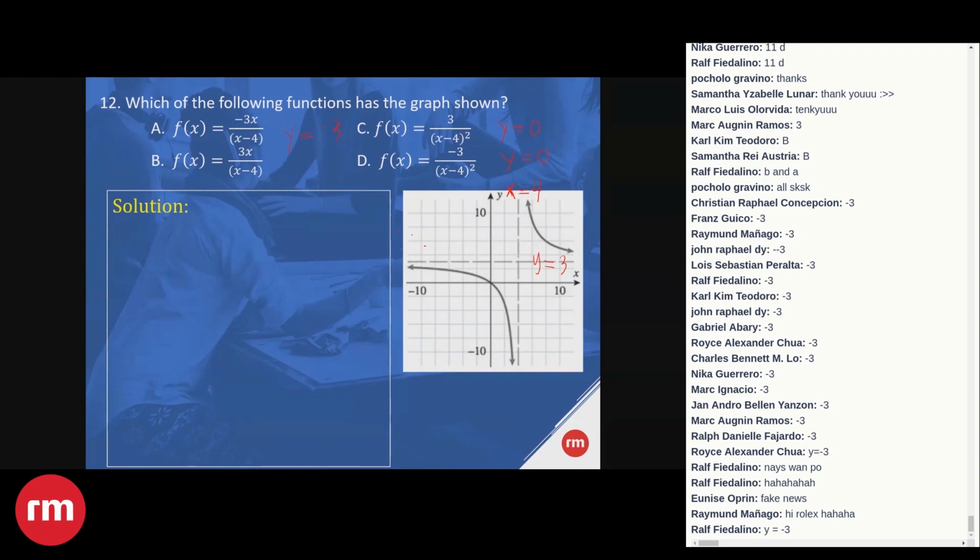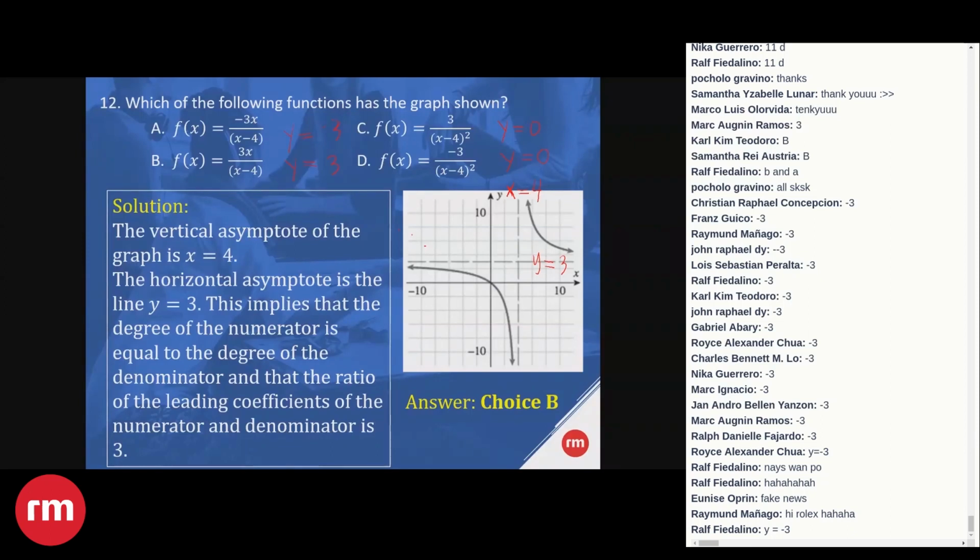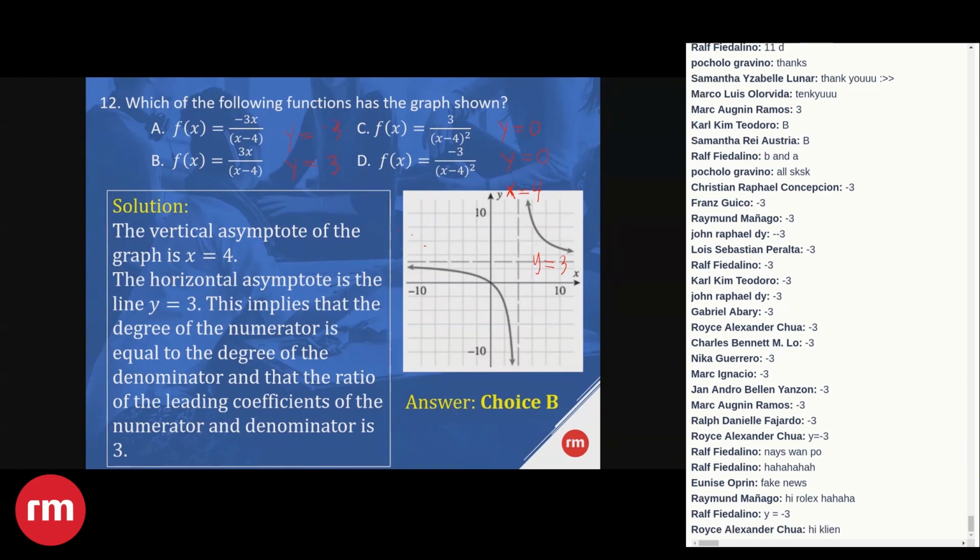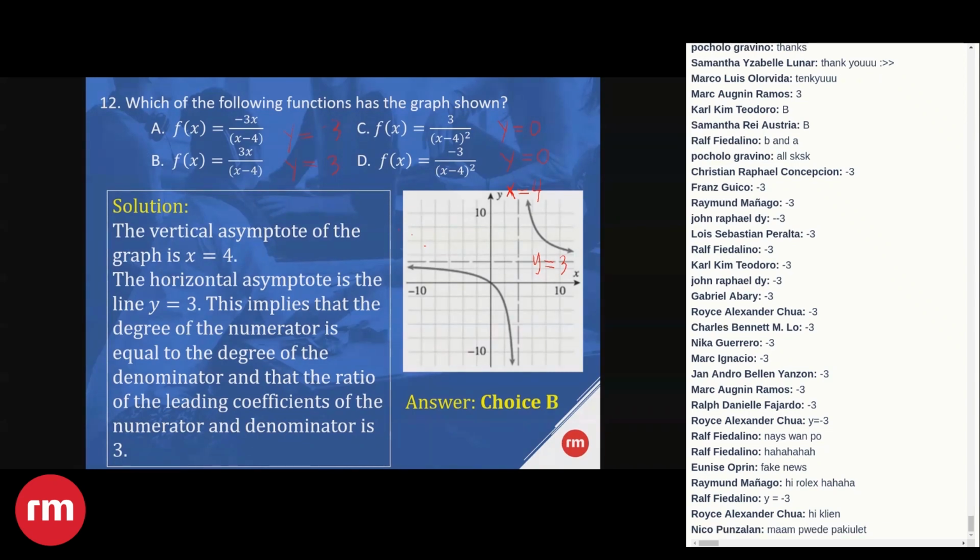Kaya siya y equals 0. Ganon din sa letter D. Dito naman sa letter B, parehong linear yung denominator at numerator. So ratio lang ng leading coefficients. Therefore, the horizontal asymptote is y equals 3. So indeed, the rational function that we're looking for is letter B. Questions? Is this clear? You have questions? So again, if you're talking about vertical asymptotes, titingnan nyo magpapa-0 sa denominator. Okay?